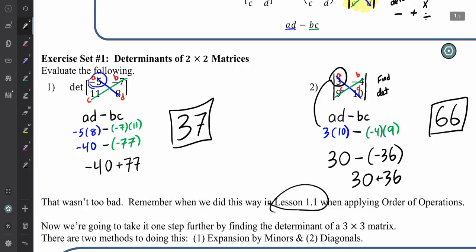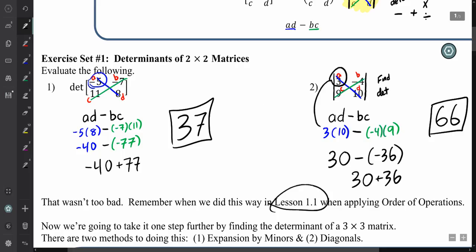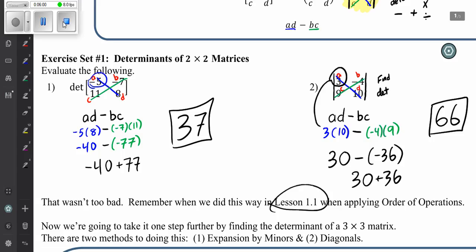You want to work on only those problems from the homework, the 2x2s, and when I come back on Monday, we will look at how to do it with 3x3 matrices. Also review your multiplying matrices. Make sure you're good with it because that skills check is on Monday.